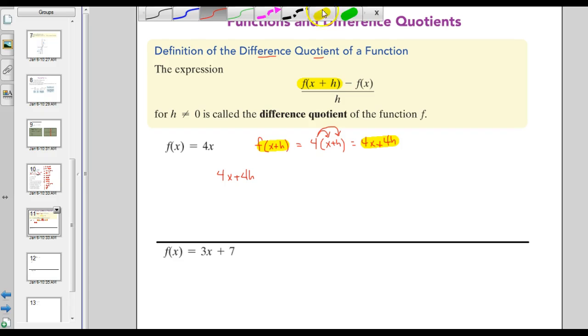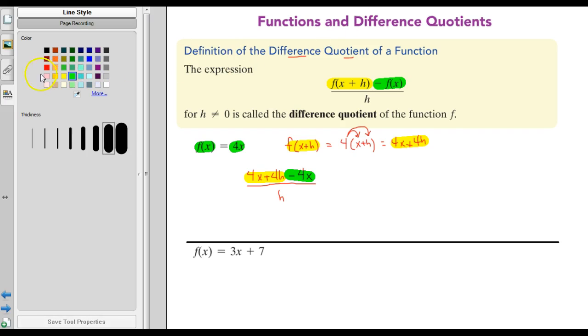Now, what do I do with that? I subtract f of x, which is minus 4x. And then I'm going to divide all of that by h. So if you look, what I've done here is f of x plus h is 4x plus 4h. So there's f of x plus h. There is minus f of x, 4x. And then I divided by h. I'm just doing what the formula says to do.